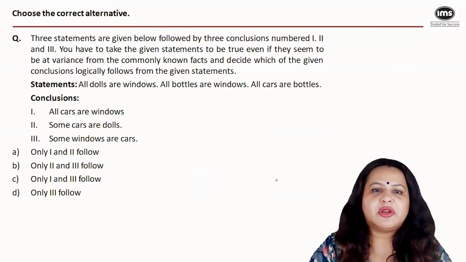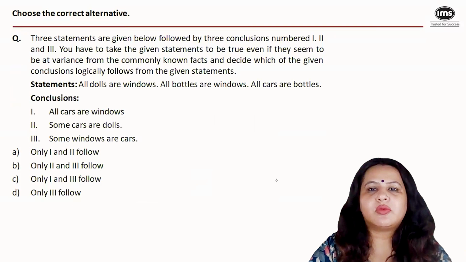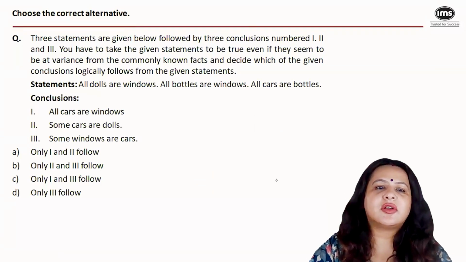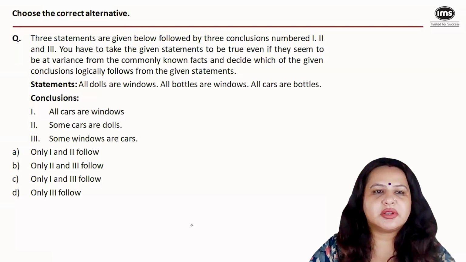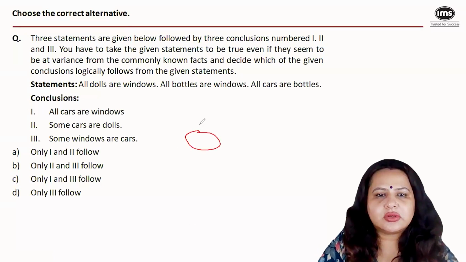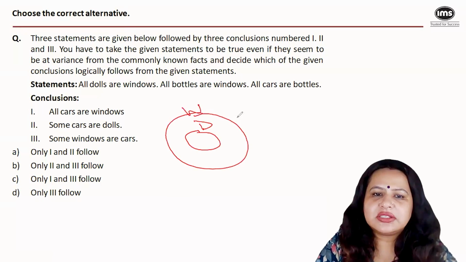Three statements are given below, followed by three conclusions numbered 1, 2, and 3. You have to take the given statement as true, even if they seem to be at variance from the commonly known facts, and then decide which of the given conclusions logically follow from the given statement. So our first statement says, all dolls are windows. All bottles are windows. So see, bottles and windows are here, and all cars are bottles. So cars will be inside.